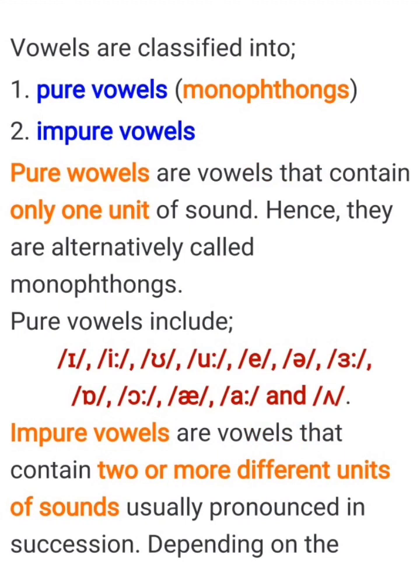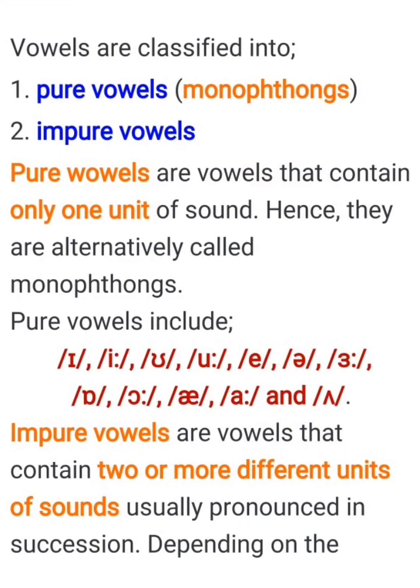Only one unit of sound, and it's pronounced the same way all through. They are also called monophthongs. Now, the list of pure vowels in English are here. We want to pronounce them. The list of pure vowels that we have in phonetics, we have reflected them here, and so we want to go through them and take note of them as we pronounce.